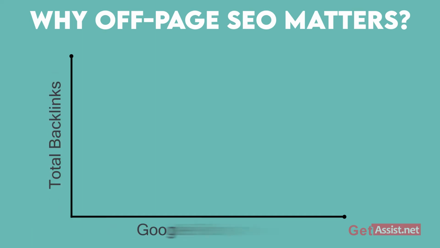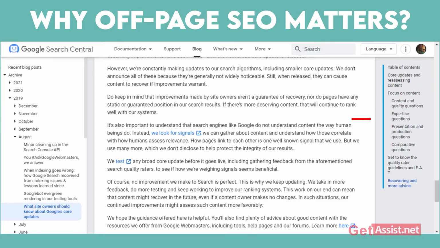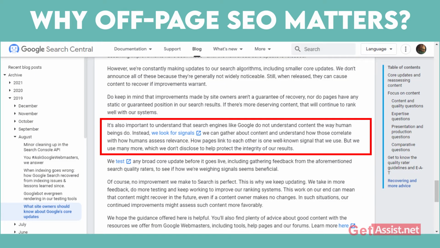Backlinks and other off-site signals still form the foundation of Google's algorithm. And no doubt there is a clear correlation between total backlinks and Google rankings. Also, Google still uses page rank. While it may not be a metric that website owners have access to, it is still used in their algorithms. A tweet by a senior webmaster trends analyst at Google solidifies that page rank is still used as a ranking signal. However, links are only one part of off-page SEO.